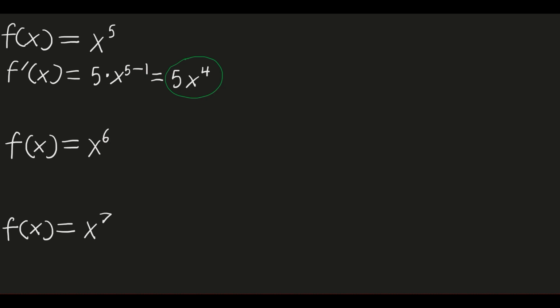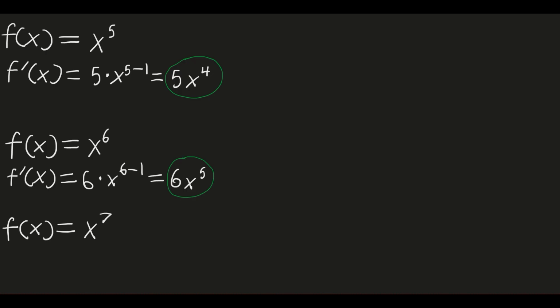Now let's move on to f of x equals x to the 6th power. So this would be f prime of x equals 6 times x raised to the 6 minus 1 power. This gets us 6x to the 5th power. And this is the derivative of x to the 6th power.